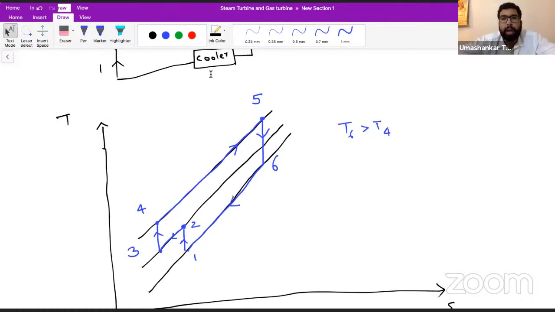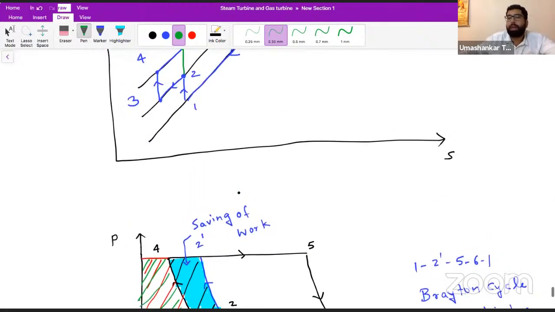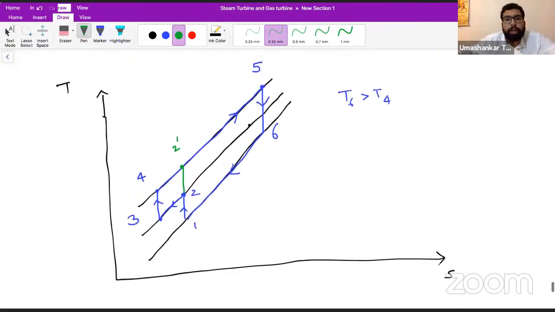Now coming to the efficiency part. So let us compare. If we do not do intercooling, we have this cycle, let's say 1 2' 5 6 1. If we do not do the intercooling, we do compression in a single stage, so we have this 1 2'. Our pressure will directly be increased till this point.